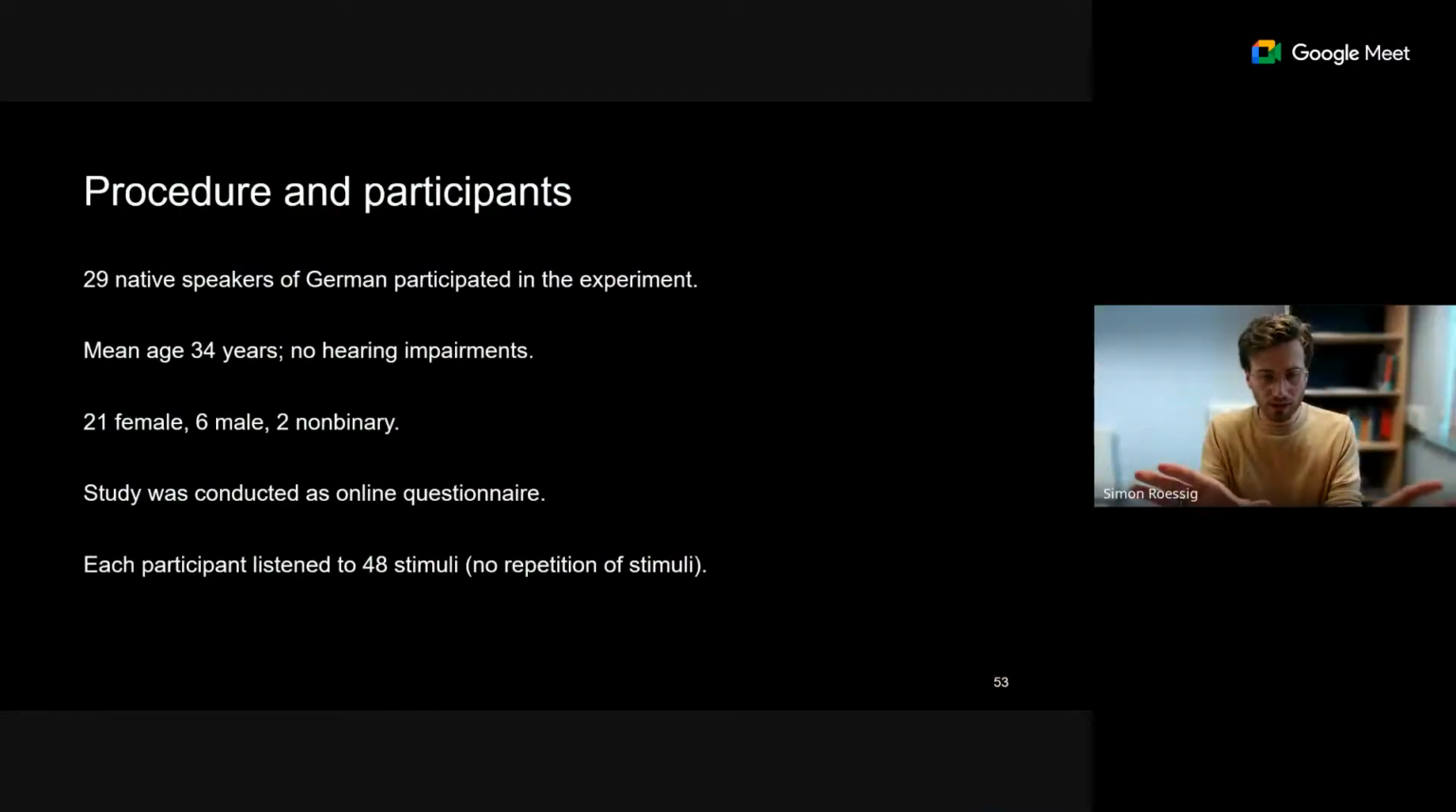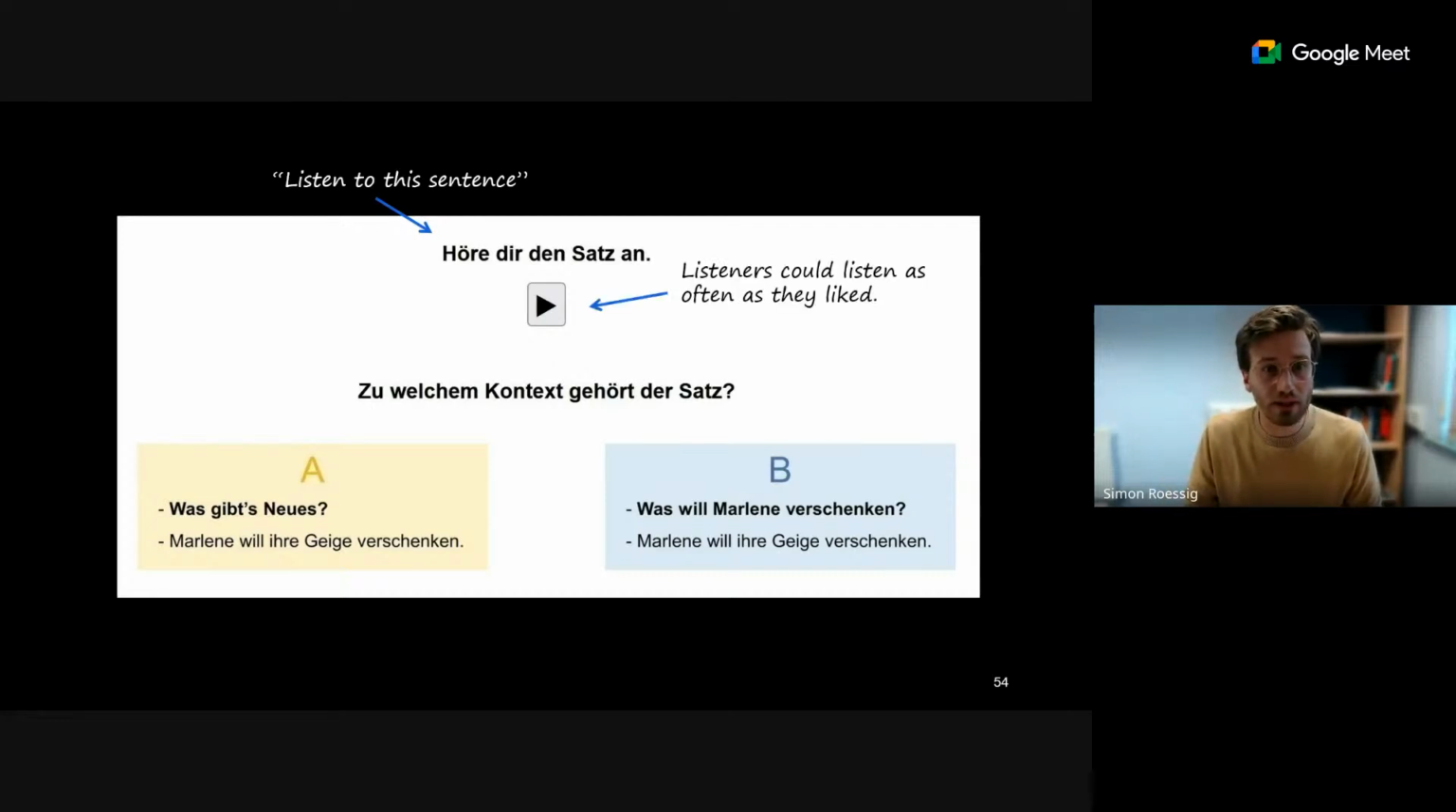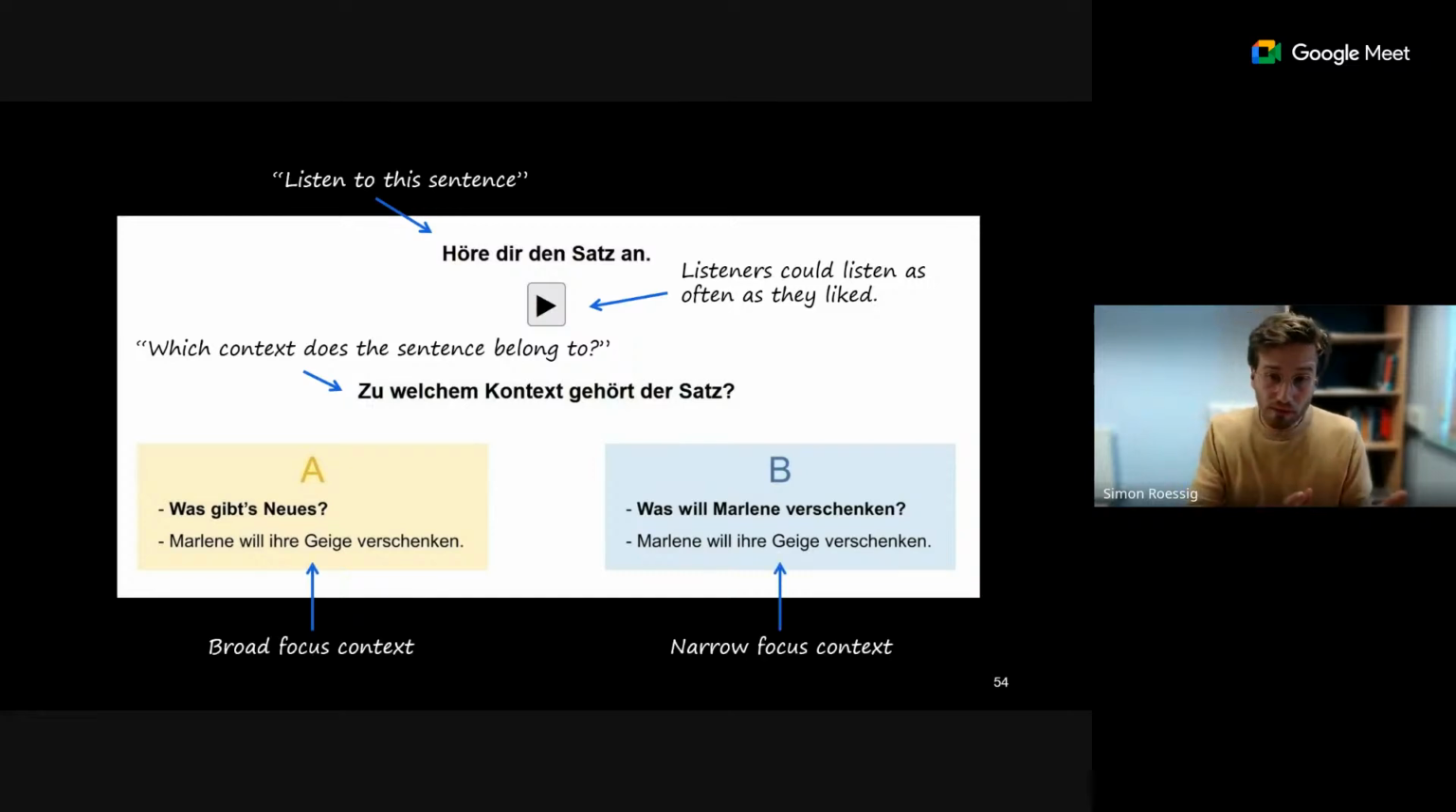And as I said, 2 blocks. First block has the lower nuclear peaks. Second block has the slightly higher nuclear peaks. And this is the screen that the participants saw in each trial. They were asked to listen to the sentence by pressing the play button. Then they could listen to it as often as they liked. And then they were asked, which context does the sentence belong to? And then they could choose between a broad focus context and a narrow focus context.